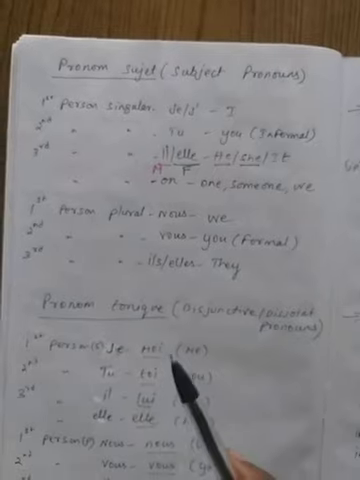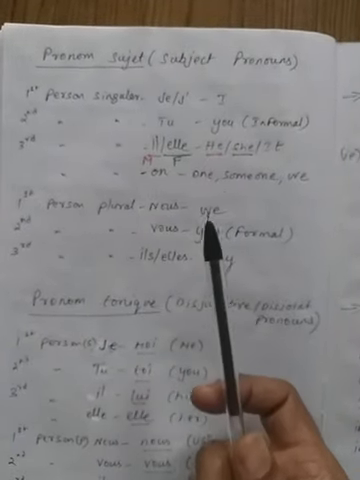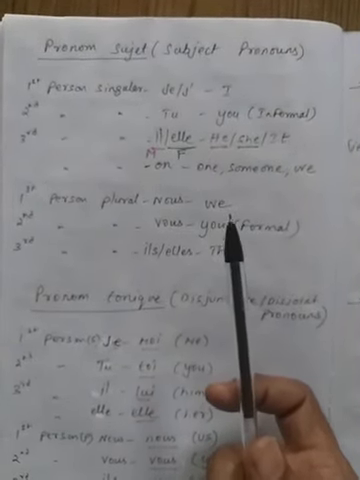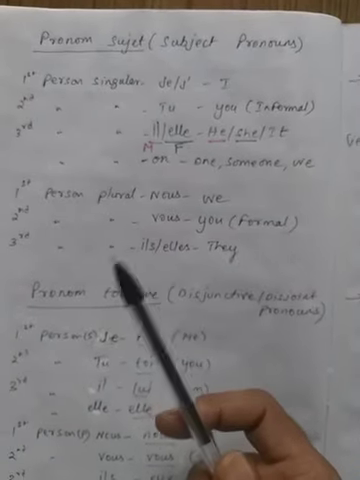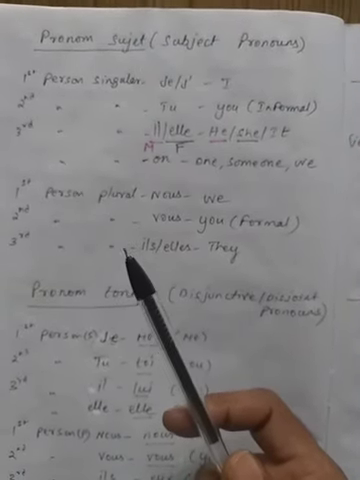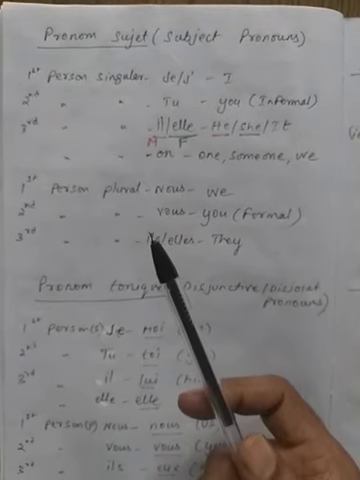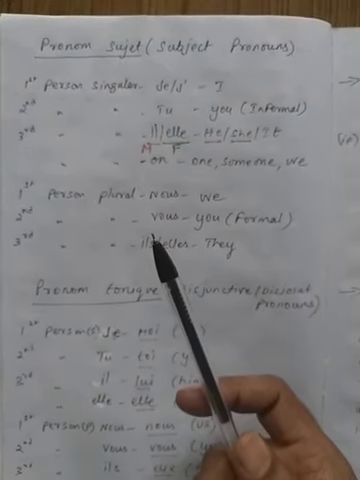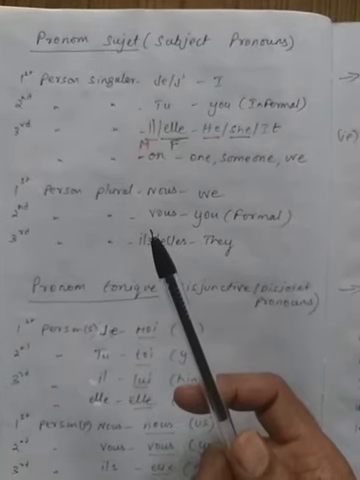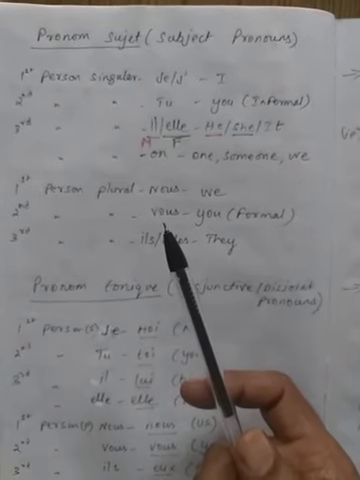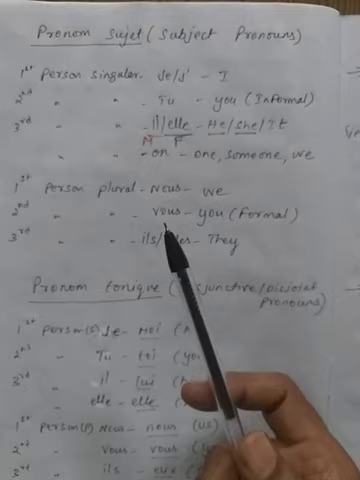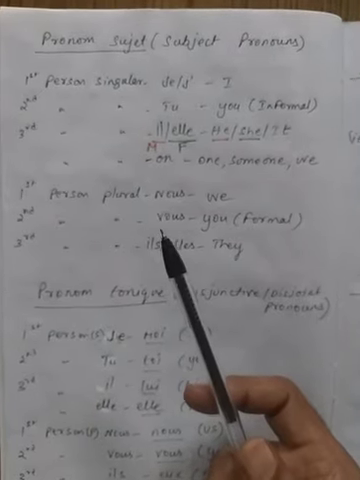Next, what you are going to learn is pronom sujet, subject pronoun. There are 6 subject pronouns. Where do you have to use them? To begin a sentence, you have to use these subject pronouns. The subject pronoun will come at the beginning of the sentence. Then you have to use the verbs to make a sentence structure.